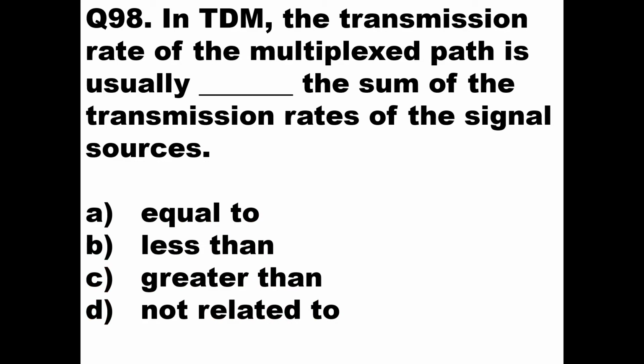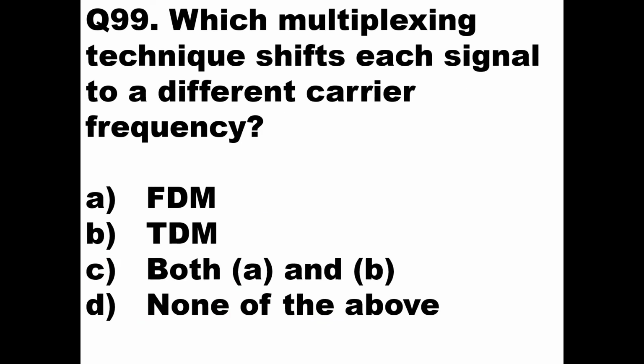In time division multiplexing, the transmission rate of the multiplexed path is usually dash the sum of the transmission rates of the signal sources. If you add all the signal sources and multiplex them on a common channel and send them by time division multiplexing, obviously the speed of the output combined signal will be more. That means here the answer should be greater than. Option C will be the answer here. The transmission rate of the multiplexed path is usually greater than the sum of the transmission rates of the signal sources. Then we'll go to question number 99.